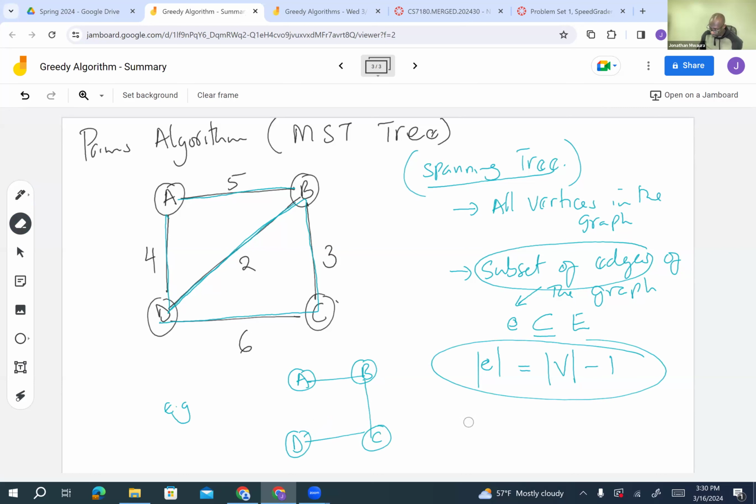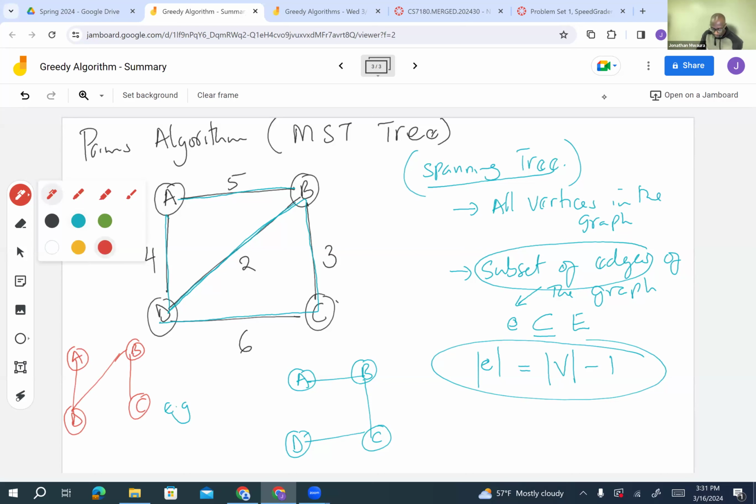We could draw another one. For example, I'll take a red pen now. Have A, B, D, C, exactly like that, and then I could do something like that. That's also a spanning tree from the graph. I'm not saying minimum spanning tree. I'm just saying this is a spanning tree of the graph that we have here. Now, somebody might also ask us, how many spanning trees can we generate? That's another important question.